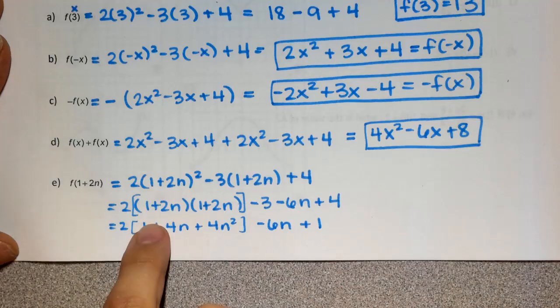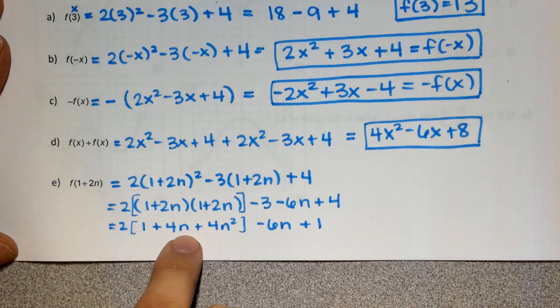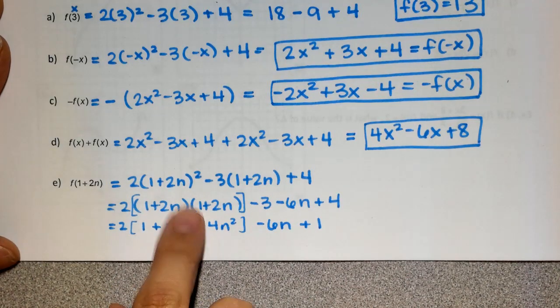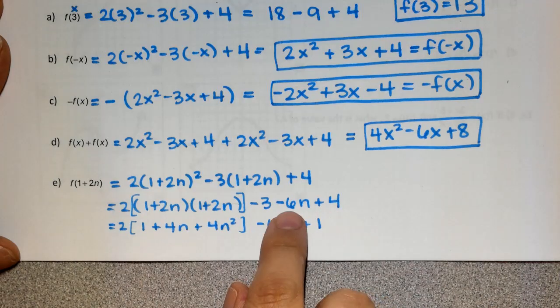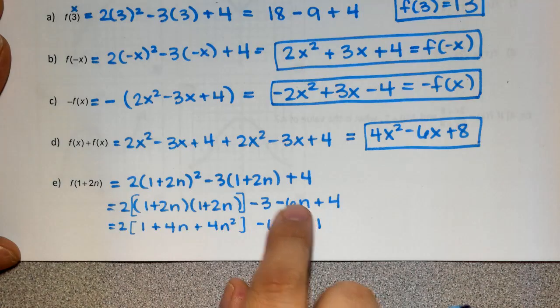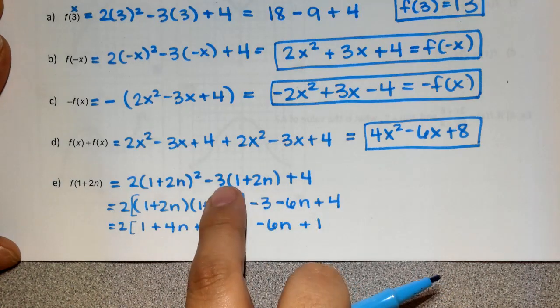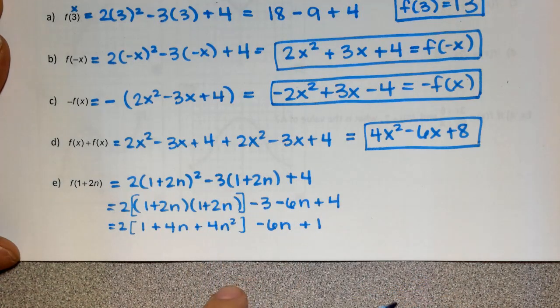Does everybody see what I did right here to here? Foiling them. And also right here, be careful. Did you distribute that negative and get negative 6n right there? A lot of people last period were getting positive 6n, but it's negative 3 you're distributing.